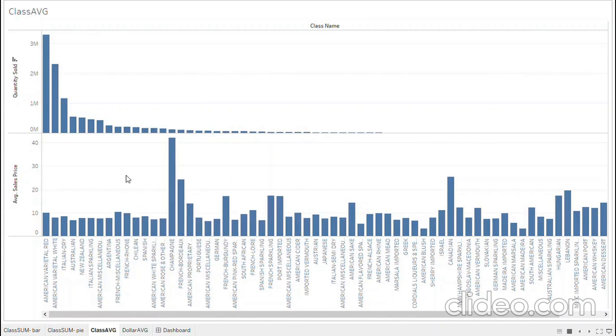If price really was a major factor, or the major factor, in how many bottles of wine were sold, then these two classes of wine would be near the bottom in terms of sales. However, while they pale in comparison to the American varietals, they're still relatively high on the list.